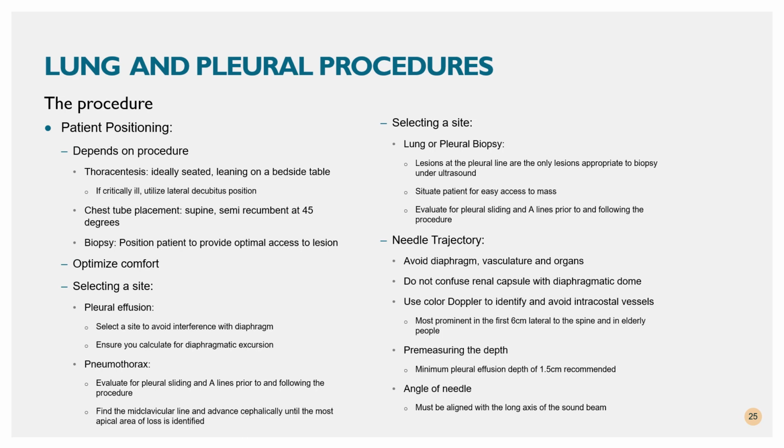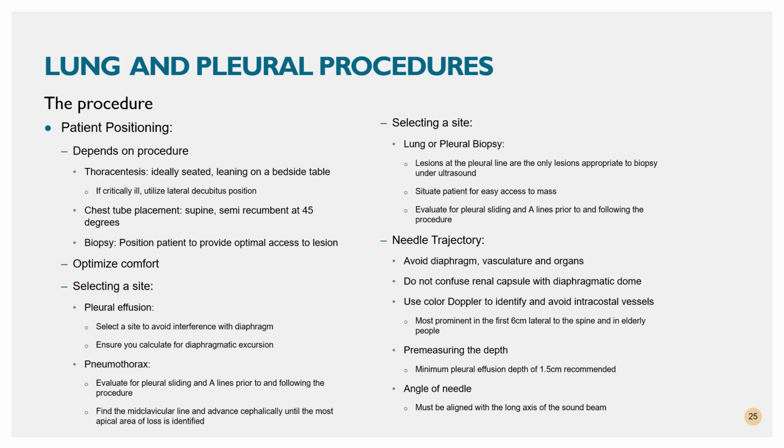And then positioning for something like a thoracentesis, lots of times practitioners find that it's easiest to be done if your patient is seated, leaning forward on a bedside table, to give you some intercostal expansion, a greater area for your needle placement. If it's a critically ill patient, then utilizing that lateral decubitus position with the affected area on the dependent side might be most effective. For chest tube placement, most practitioners like to use supine or semi-recumbent at about 45 degrees. If it's a biopsy, it's just going to strictly depend on what gives you the easiest access to what you're trying to biopsy.